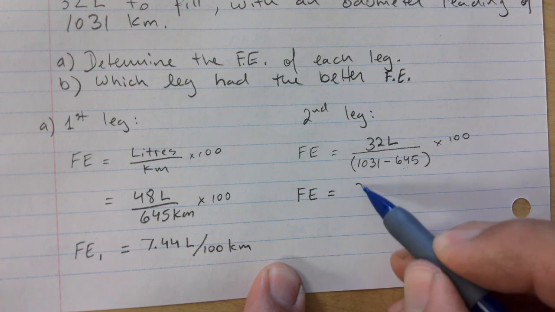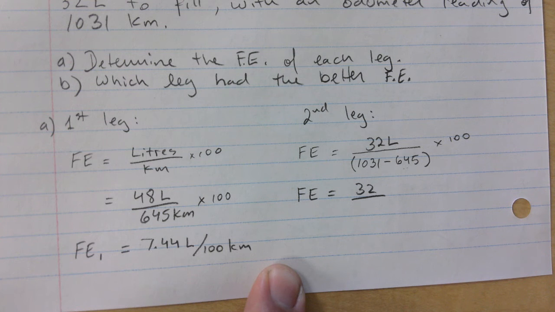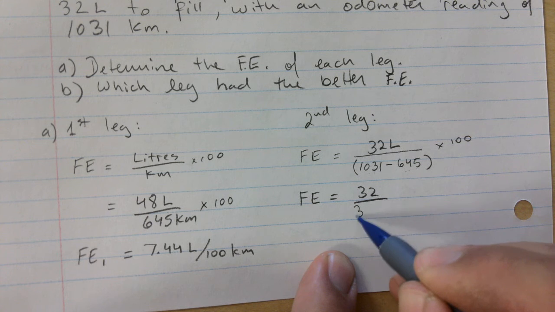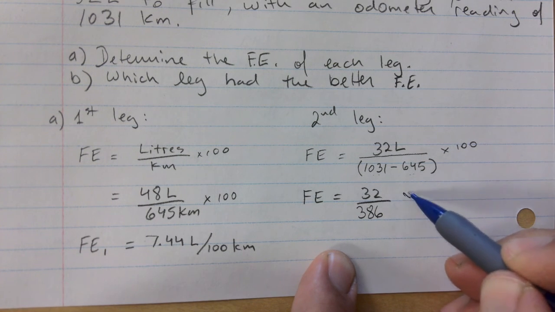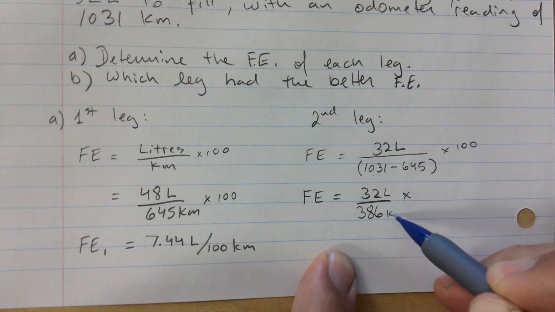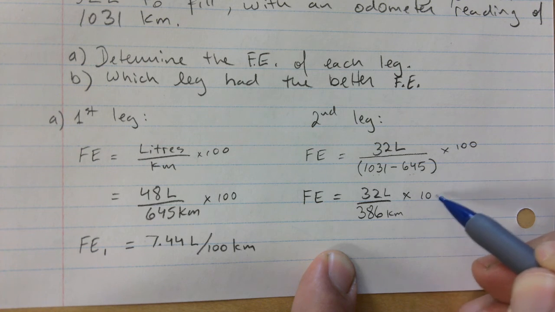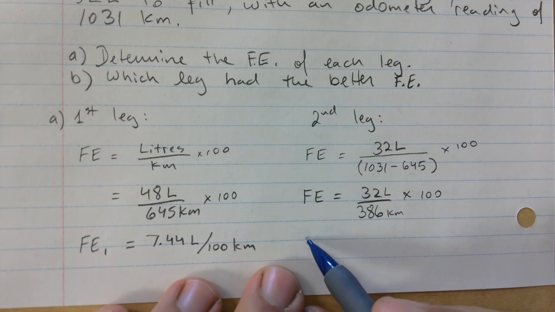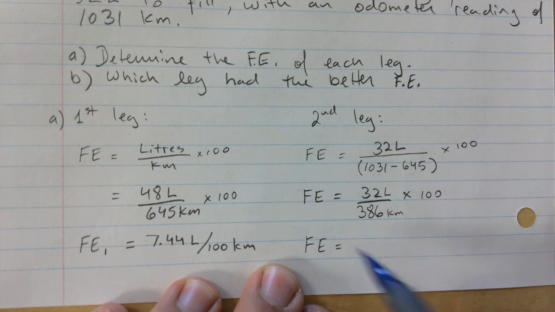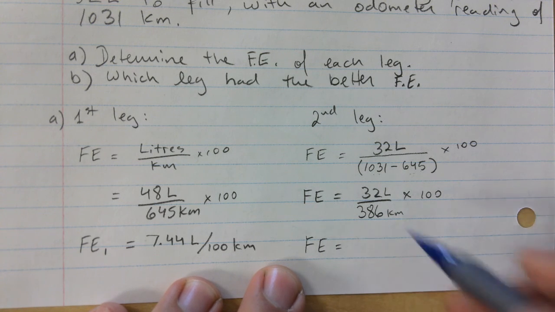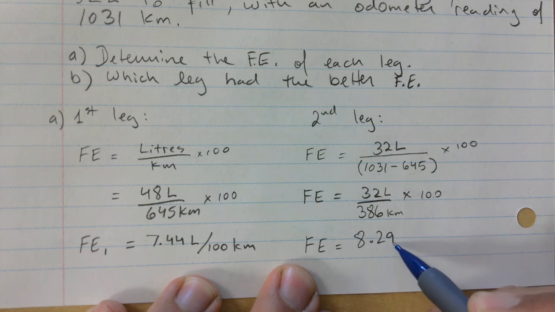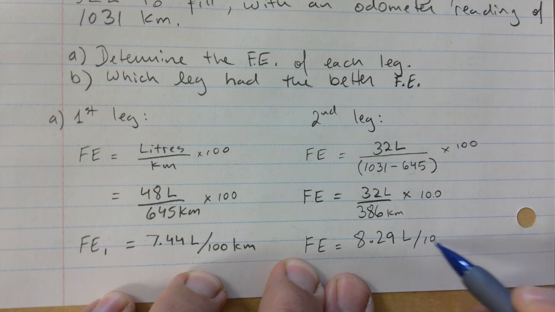Fuel economy is 32 over 386 when you subtract that, times 100. Sorry, that's liters and that's kilometers. Watch for units. One could have been in miles and one could have been in kilometers, right? So always make sure you have the same units. In Canada, we tend to give everything in liters per 100 kilometers. So when you divide this and multiply it by 100, you get 8.29 liters per 100 kilometers.